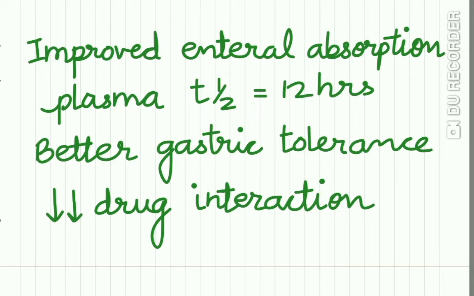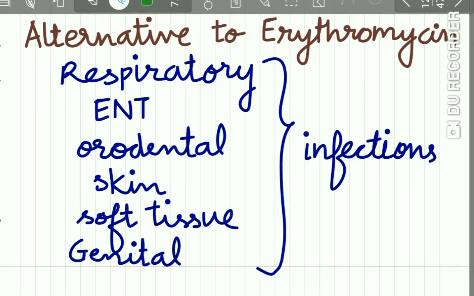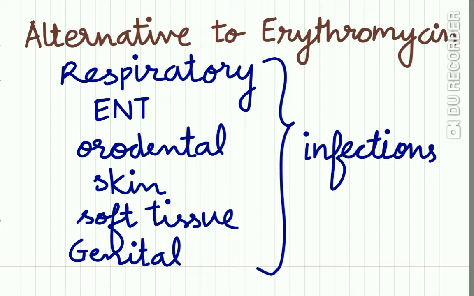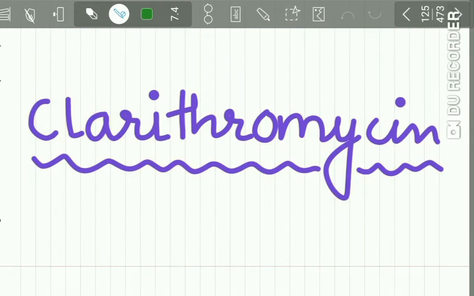Roxithromycin has shown improved enteral absorption. The plasma half-life of the drug is 12 hours. There is better gastric tolerance and reduced drug interaction. Now, Roxithromycin can be used as an alternative to erythromycin in respiratory infections, ENT infections, orodental infections, skin infections, soft tissue infections and genital infections.